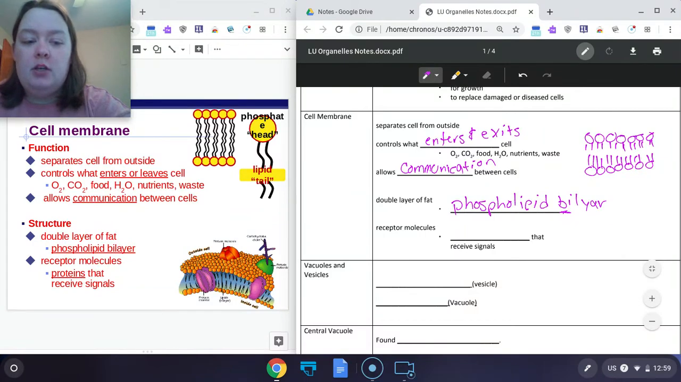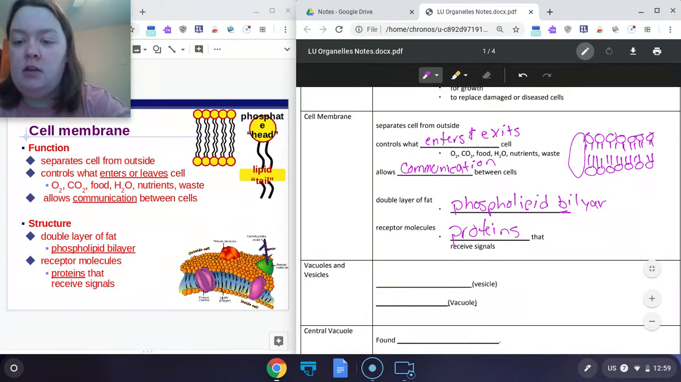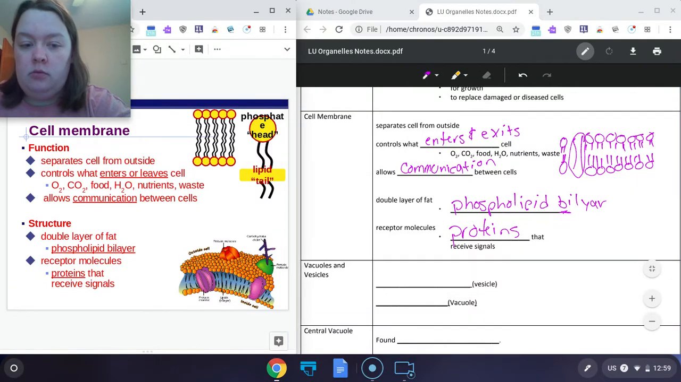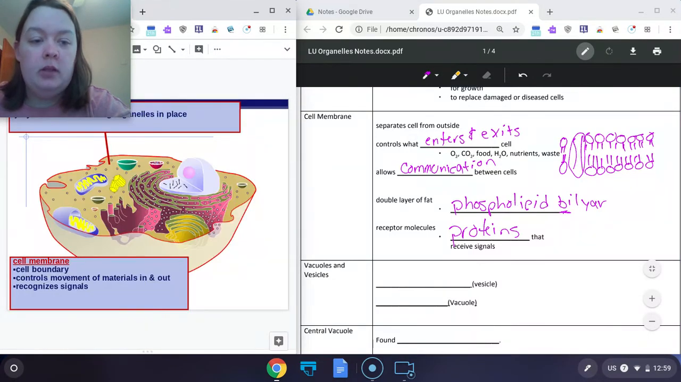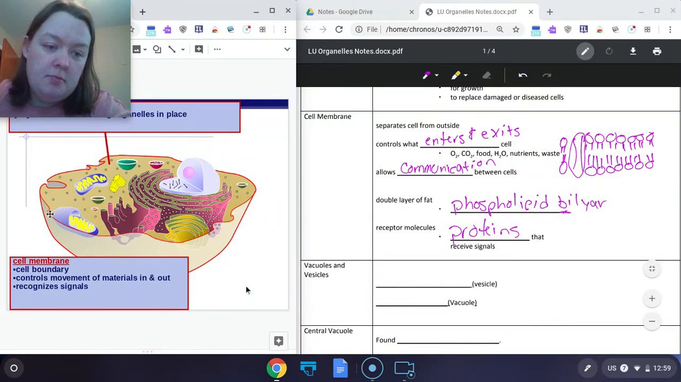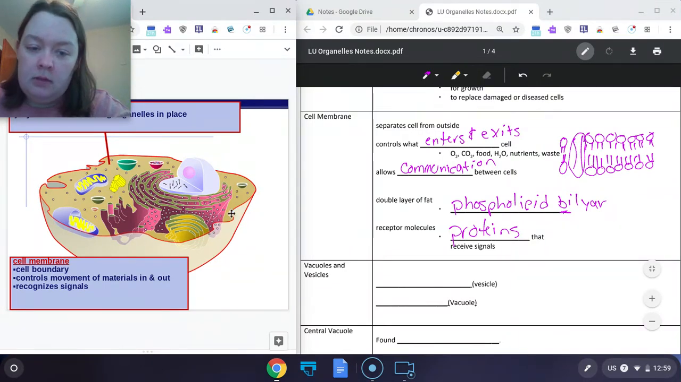Within the cell membrane, you're going to have receptor molecules, which are proteins that send and receive signals, and that's how they communicate, by the proteins. So in my cell membrane, I may have a protein right here, and my cell membrane continues on the other side. So that is the cell membrane. In our cell labeling here, this outside red border is the cell membrane.